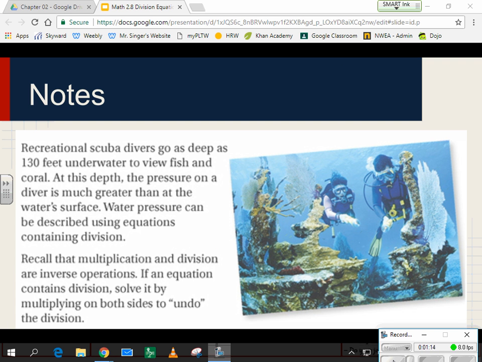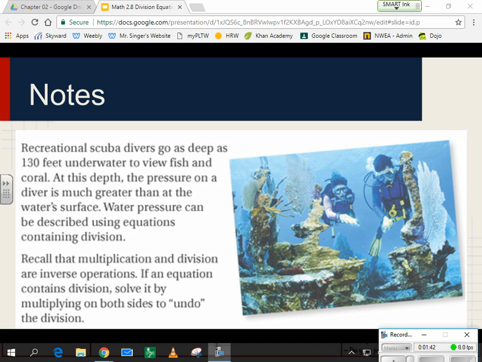All right, let's start with scuba diving. Recreational scuba divers go as deep as 130 feet underwater. That's the equivalent of a 13-story building. At this depth, the pressure on a diver is much greater than at the water's surface, which means you can feel the pressure of the water around you. Water pressure can be described using equations.